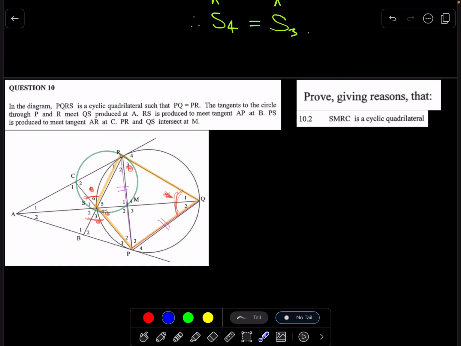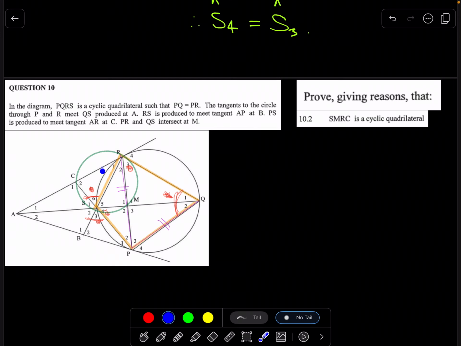So we either want to show that this angle is equal to that one, or this angle is equal to S1, or this angle is equal to this one, or this angle is equal to that one. What looks the cleanest? I don't know.